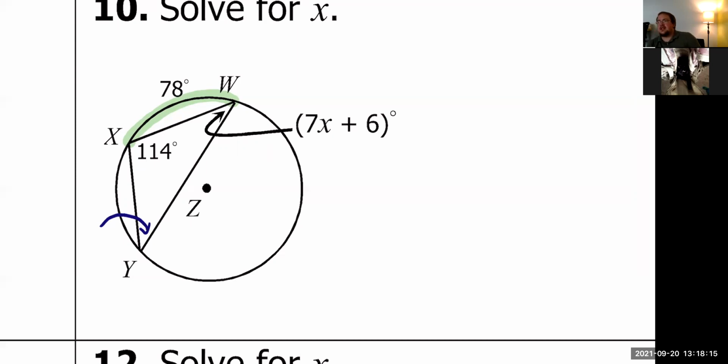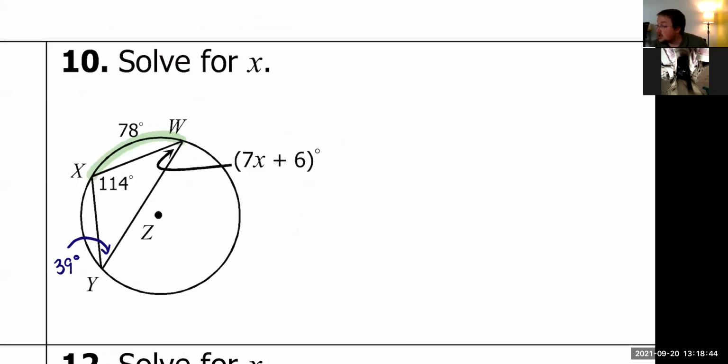Every inscribed angle is how much of the intercepted arc? 180 is a semicircle. That one's 78 degrees. The angle that's intercepting that would be half that measurement, which I believe is 39. I would agree. So now I have something for each of those angles.